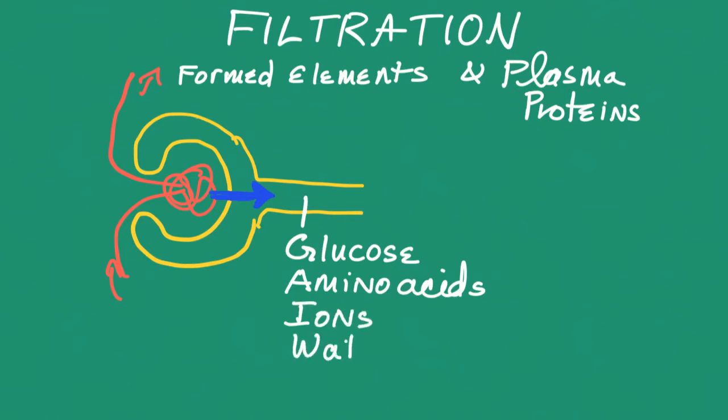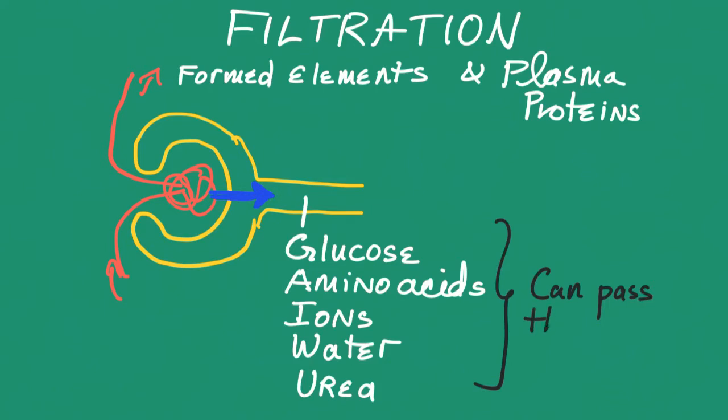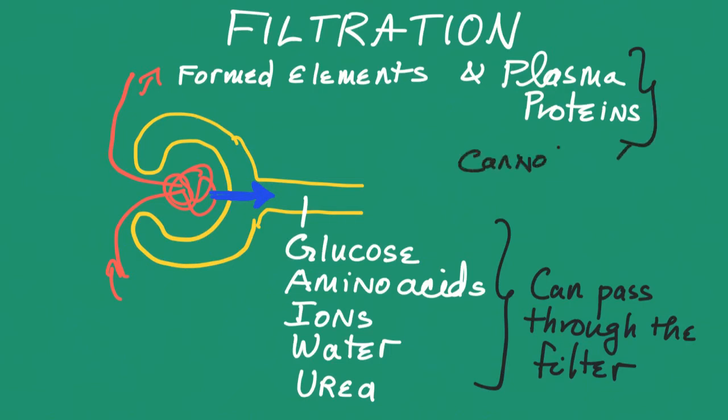You want to imagine the filter to be like a tea filter. The big tea leaves stay in your filter, and those would be the formed elements and plasma proteins. And the small tea leaves that actually pass through the filter and end up in your cup are the glucose, amino acids, ions, water, and urea. The main difference here is what can and cannot pass through the filter. That's the main thing.